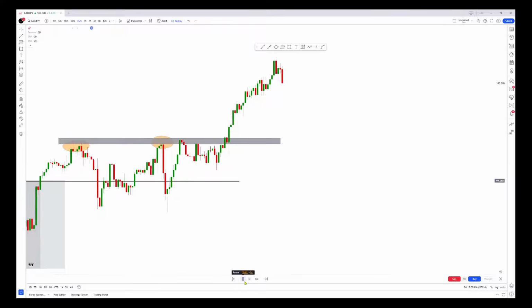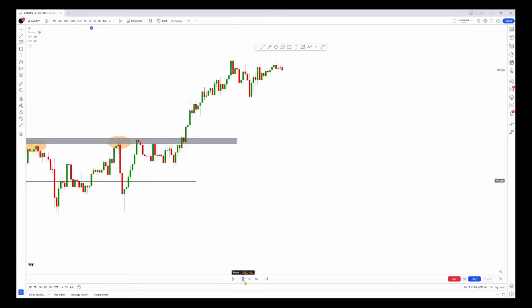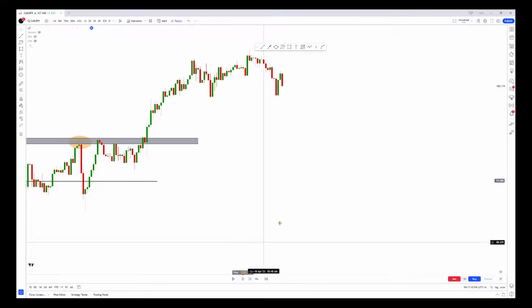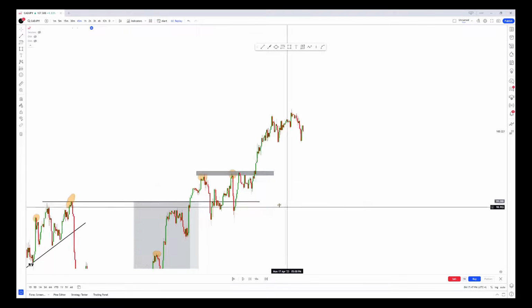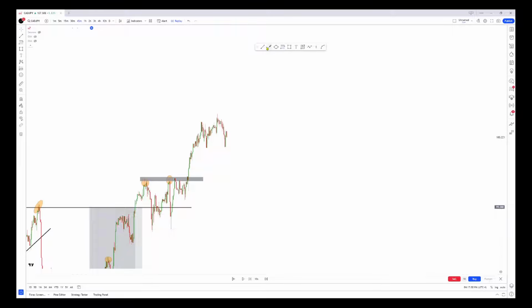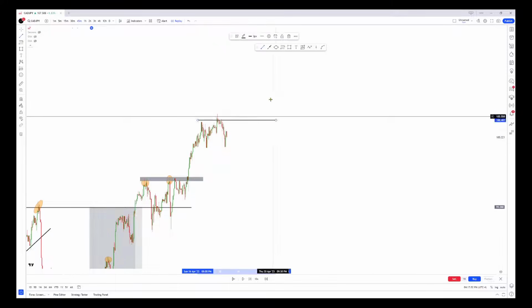Boom, we get a new indication. That's good for us. Yep, that's good for us. So price eventually broke out of here, giving us a new high level. We got two new highs. We had one right here, and then it made another high.